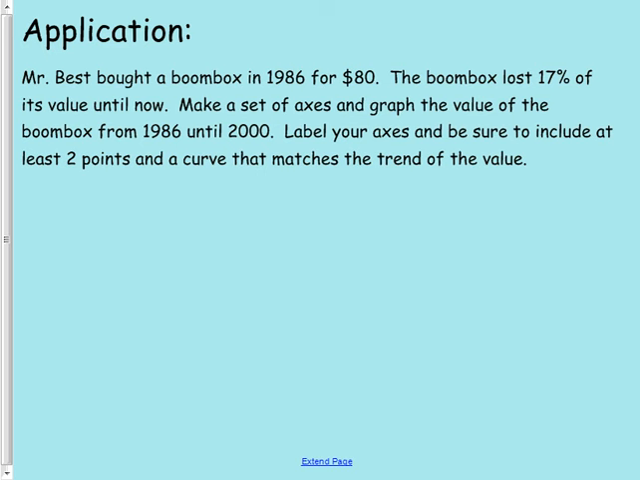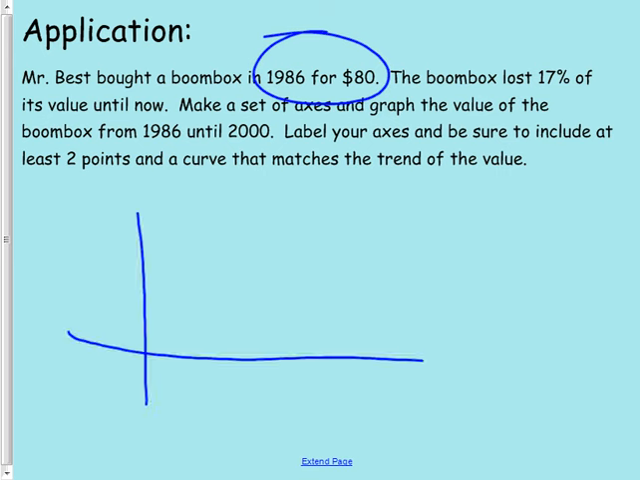Well, I'll tell you one thing. One point is that it started here in 1986 for $80. So that's one place I know for sure: the start was worth $80. 80 bucks. I also know it's going down. So generally, do you get that the general picture of this graph looks like this? That's called decay.